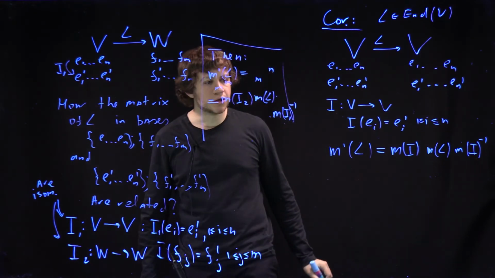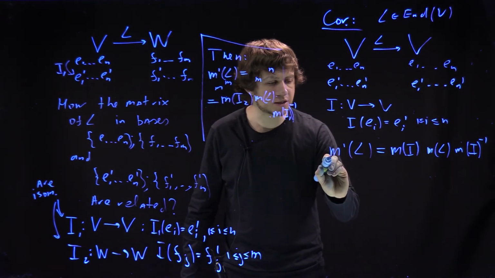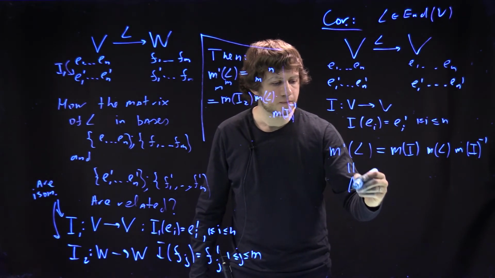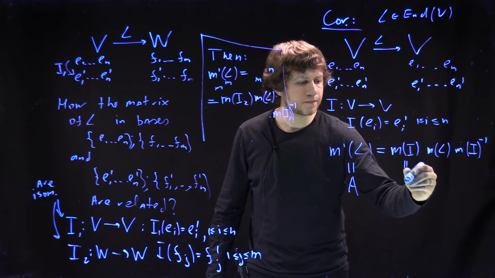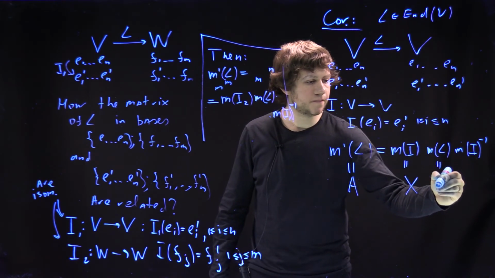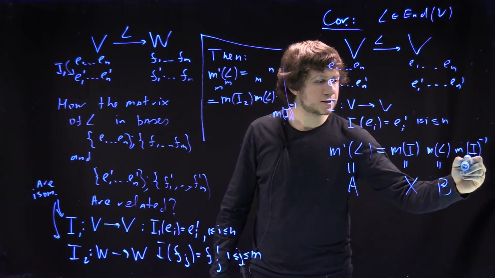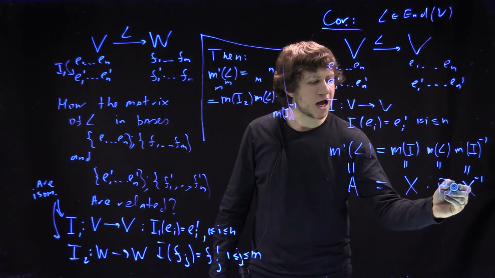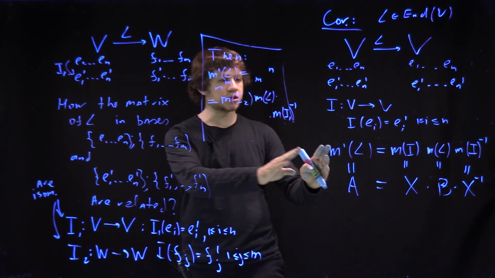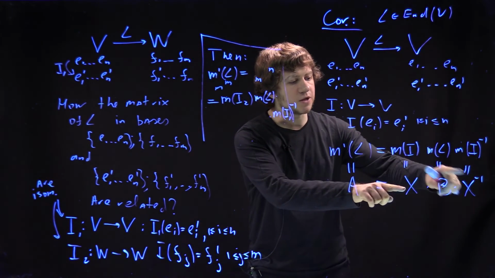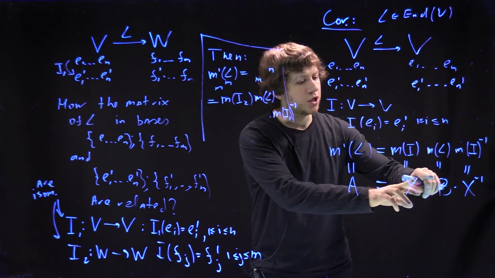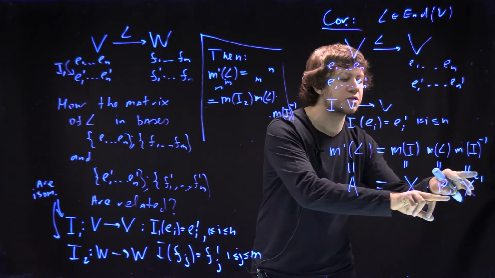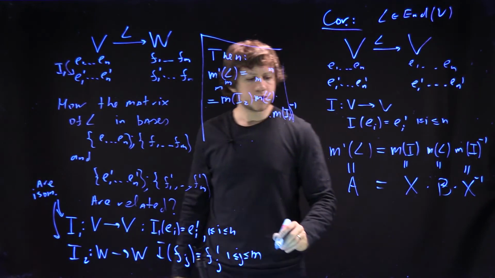And that's very interesting because, let me denote, say this matrix, suppose it is like matrix A, and this is matrix X, this is matrix say B, and then this is X inverse. So you see that what happened here is we took a matrix of a linear map and then we did what's called conjugation. You multiply it on some invertible matrix, and on the other side you multiply it on the inverse of this matrix. So definition.